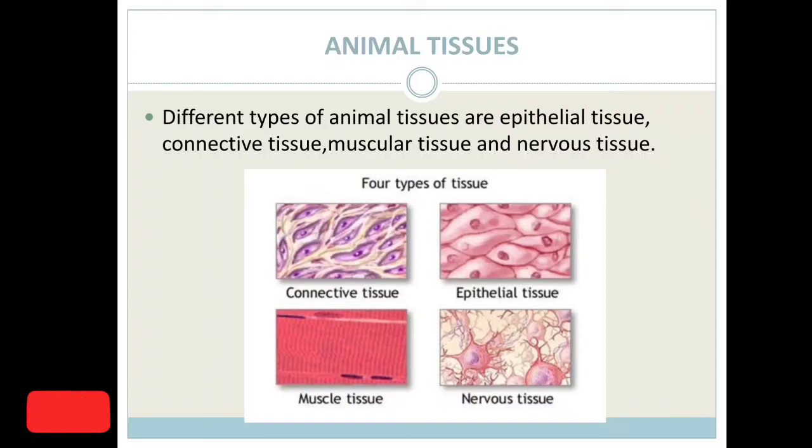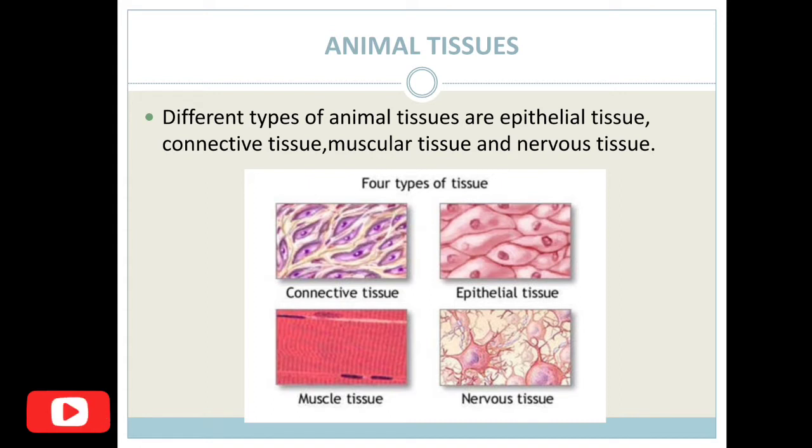So in our previous video we have already discussed the plant tissues and the different types of plant tissues. In today's video we will discuss animal tissue and its different types. As the name itself suggests, animal tissue is found in animals, but it is also found in human beings. Our body is made up of different types of animal tissue. So let's discuss it.